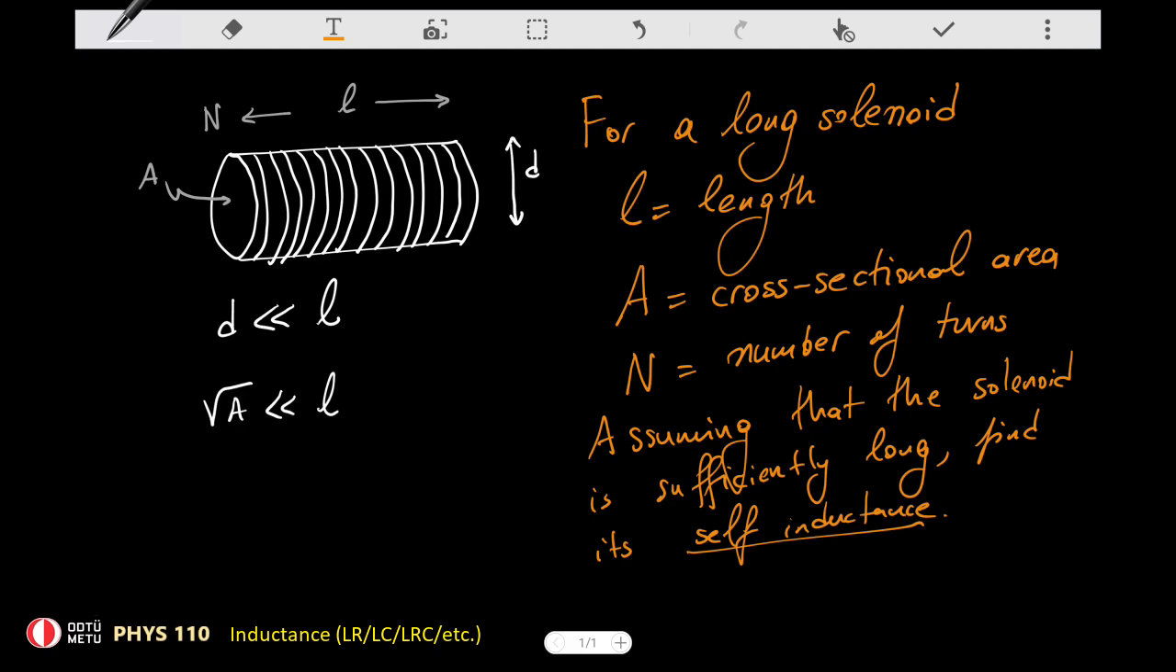So if this is satisfied, then I can compute the magnetic field assuming that this solenoid is infinite. So as a result, my approximation would be valid. And that's essentially what we do. So how can we compute this? Well, we have already computed it, actually.